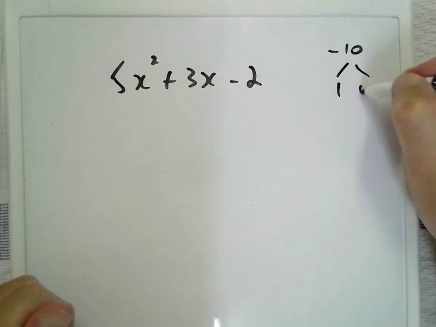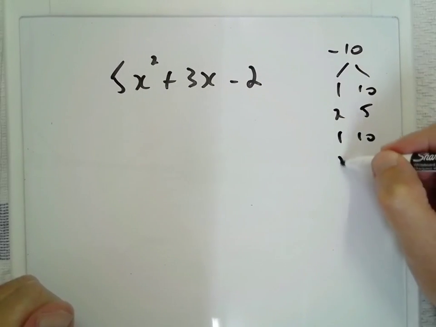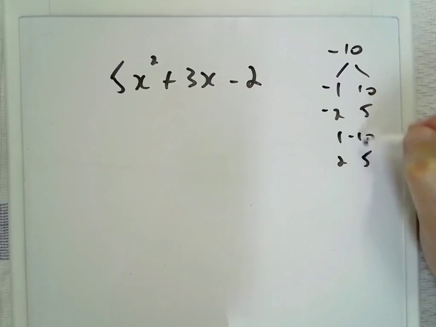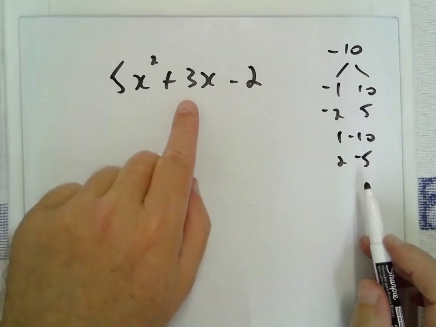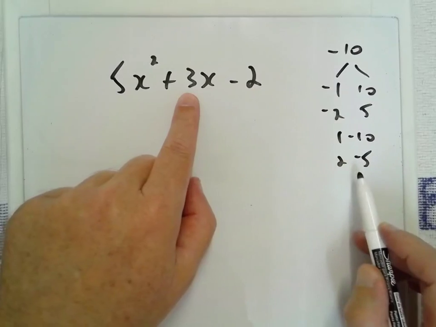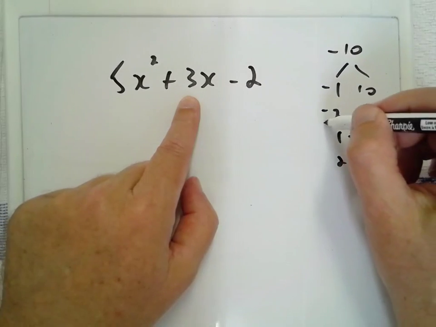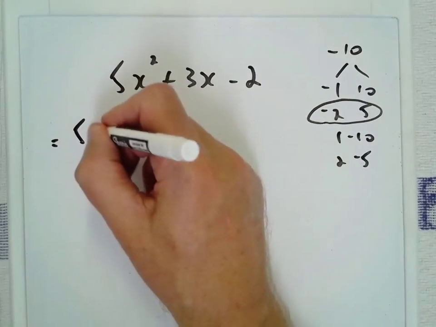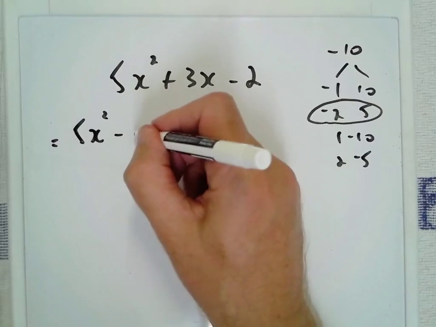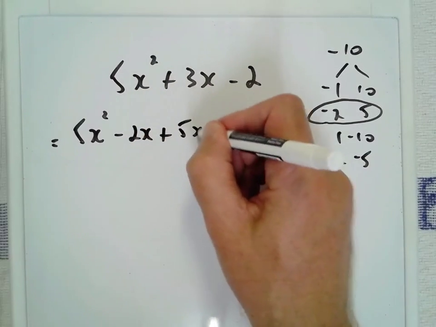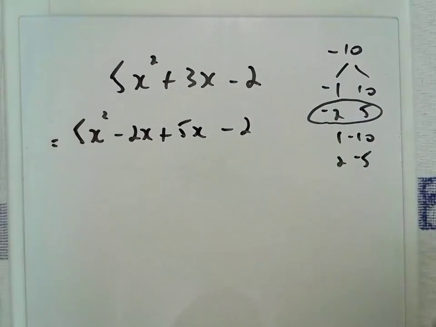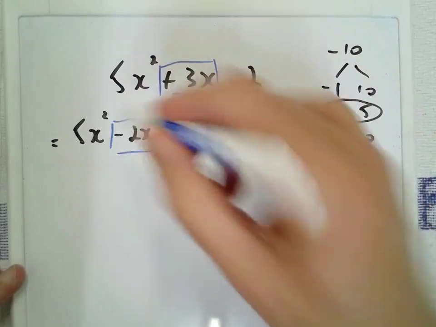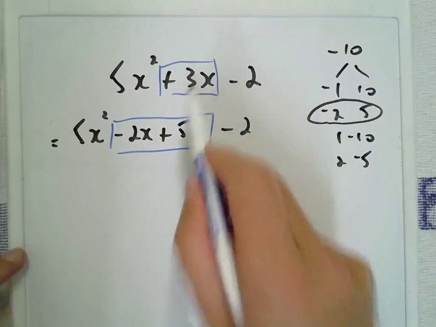So negative 10: 1, 10, 2, 5, 1, 10, 2, 5. Remember, I'm listing these twice because it's a negative, because either the first one's negative or the second one's negative, and I'm wanting the two that add up. I'm wanting the factor pair that adds up to get positive 3. Minus 2 plus 5 is 3. That tells me minus 2x plus 5x minus 2. Remember what I did last time? See how I haven't changed anything? Minus 2x plus 5x is my 3x.